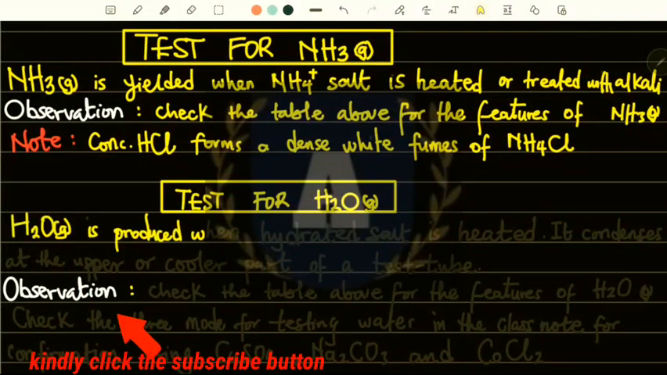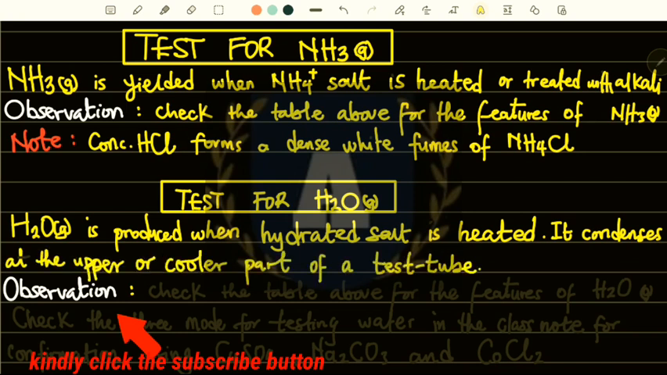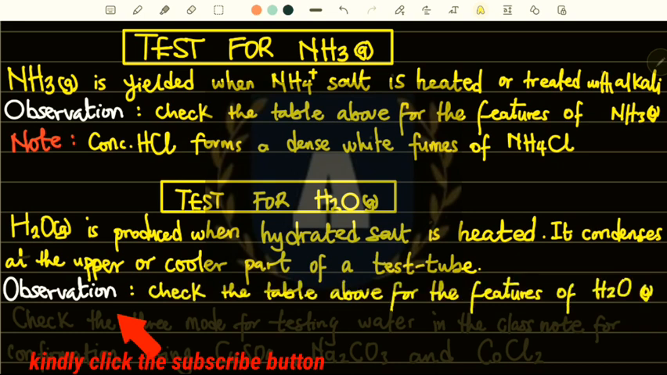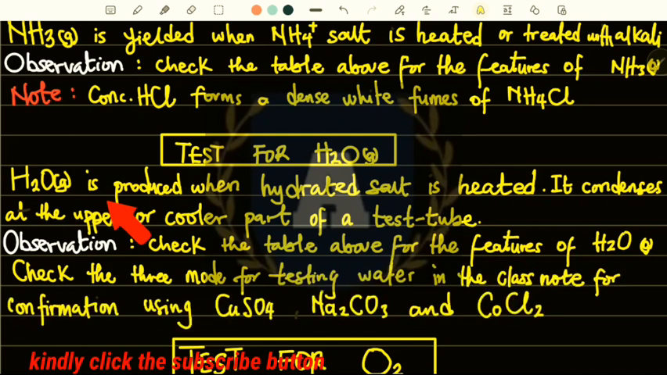As for steam, it is actually produced when a hydrated salt is heated. It condenses at the upper or cooler part of the test tube. So we already know that steam is colorless, odorless, and has no action on litmus paper. When you check the three modes of testing water that we already explained in some of our classes, you know how to confirm the presence of steam or water. So we use these salts. Copper sulfate changes from white to blue in the presence of water. This one changes from white to colorless in the presence of water. This one changes from blue to pink in the presence of water.